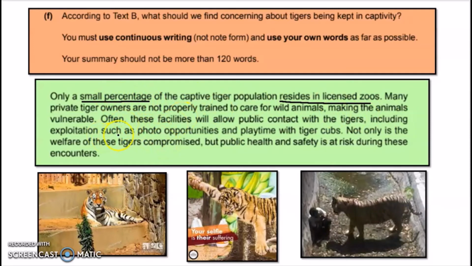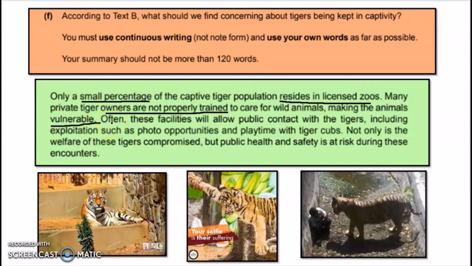Many private tiger owners are not properly trained. So they do not have any special training in taking care of the tigers, because of their bad treatment. What happens to the care of the wild animals, making the animals vulnerable? They are more in danger. They are at risk again.